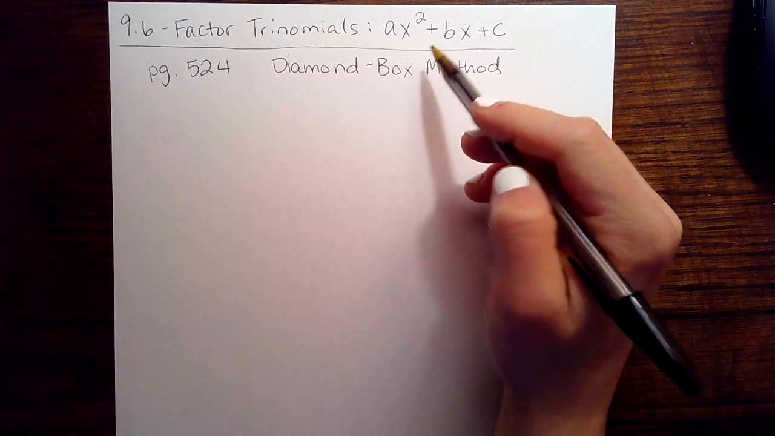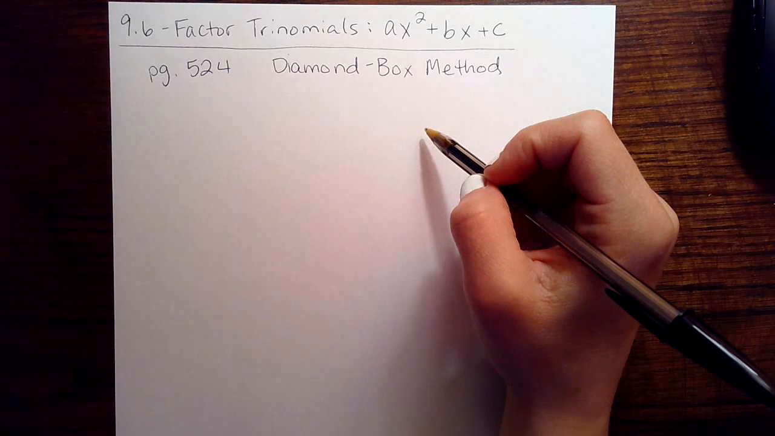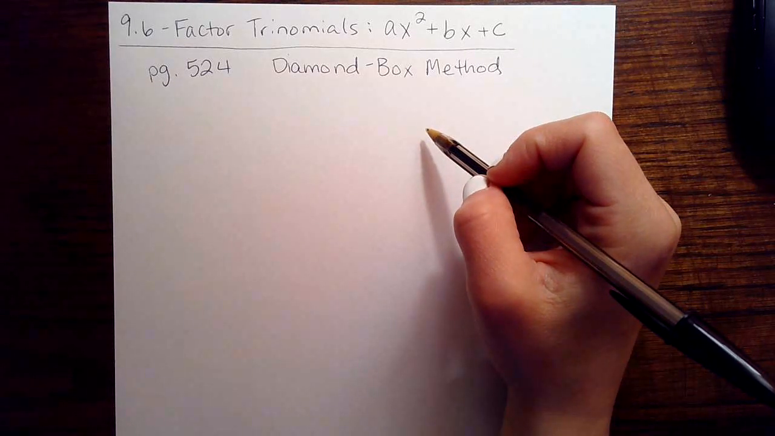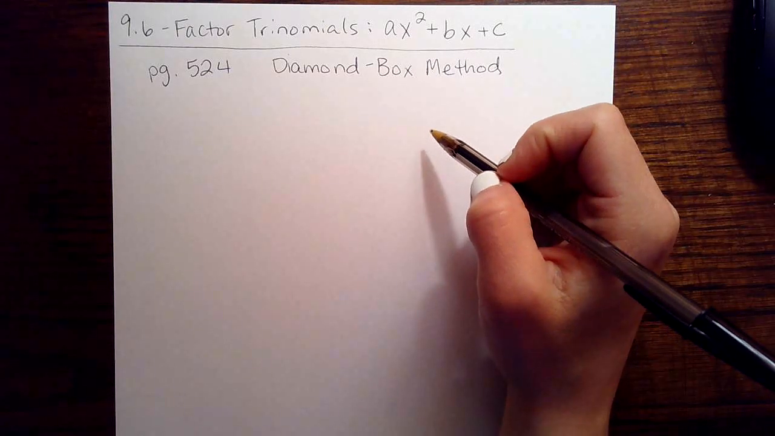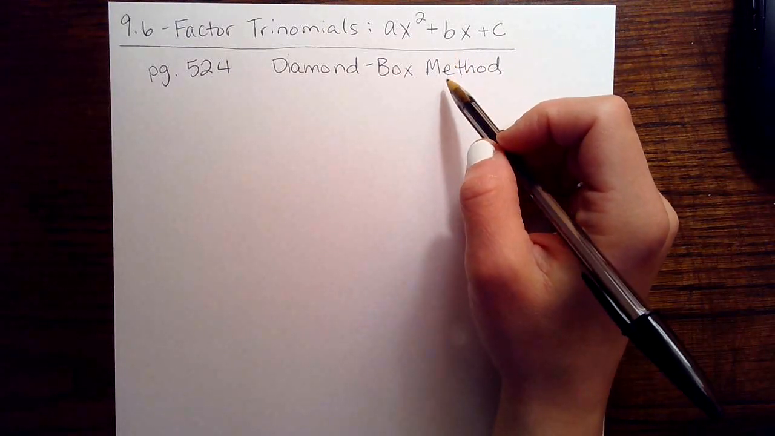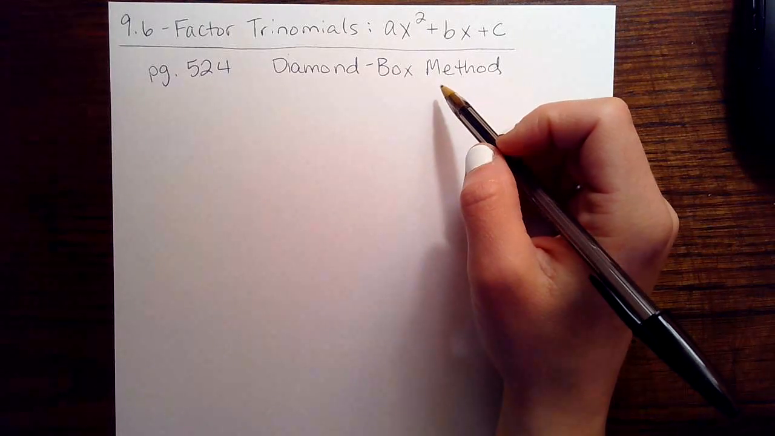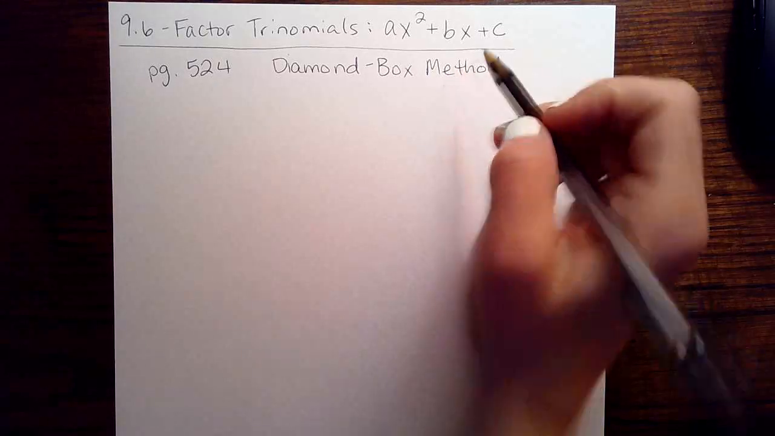Now keep in mind there are other ways to solve these, and the book actually uses more of a guess and check method where we list the factors. That is another method, but I think this diamond box method is going to be a more sure way for you to start by finding your answer. So let's see what this looks like.